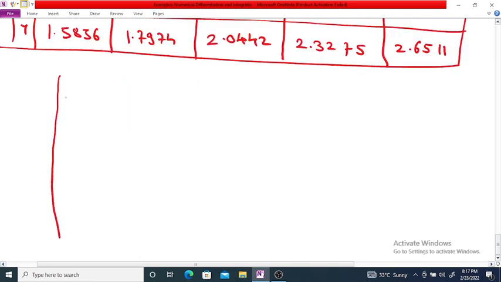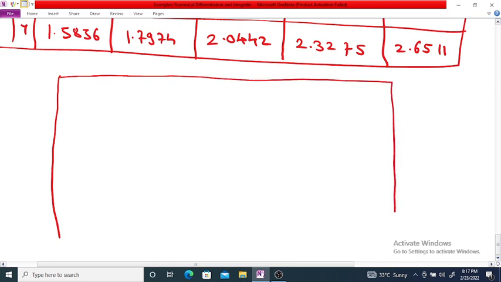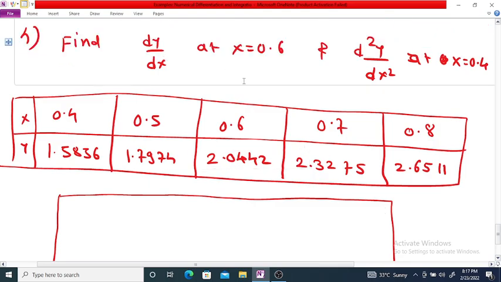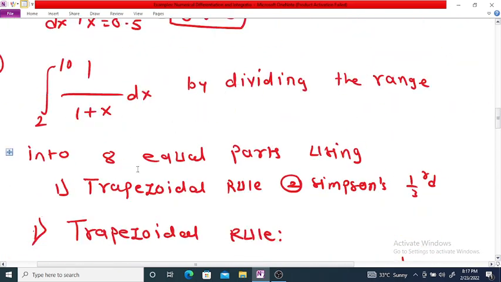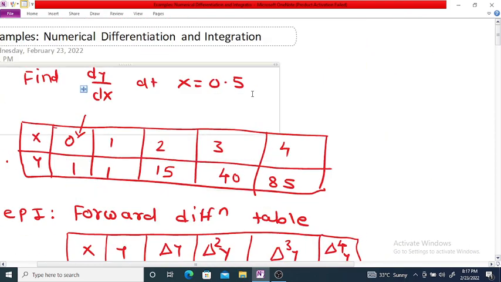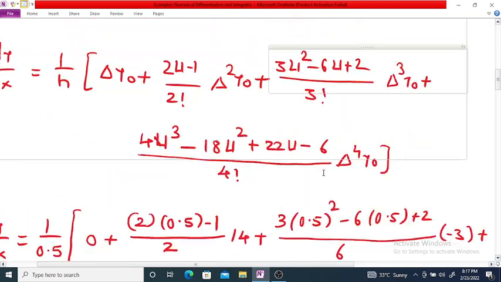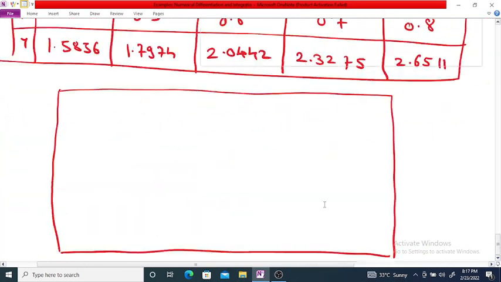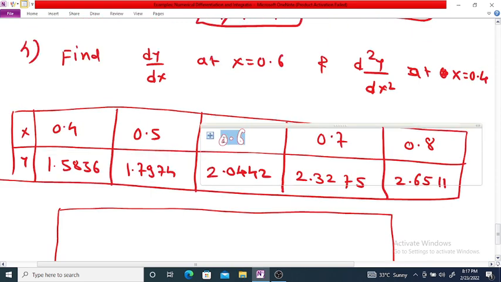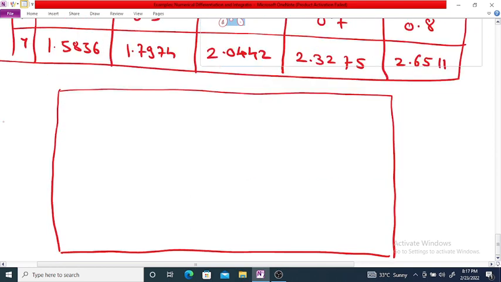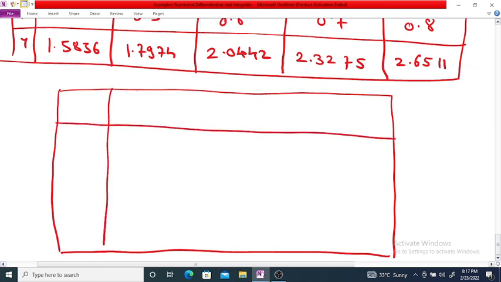So now here we want to determine the forward difference table first. Now you can see what is the difference between this example and example number one. In example number one we wanted to evaluate a derivative at x is equal to 0.5, which is not a given value of x. Now here we are going to determine a derivative at x is equal to 0.6. It is a given value in the table, that is x is equal to 0.6, f of x is equal to 2.0442.